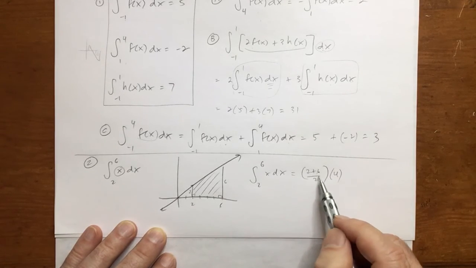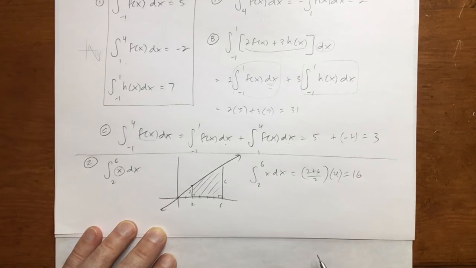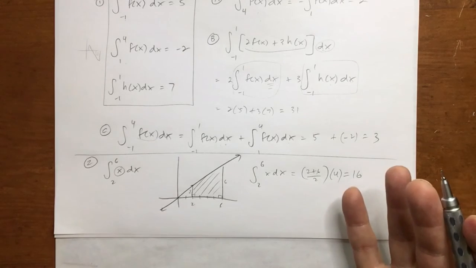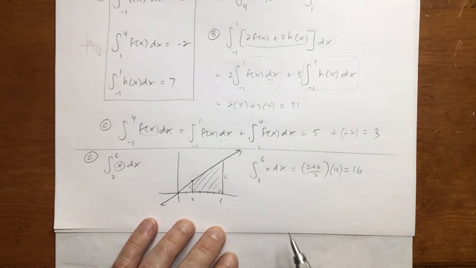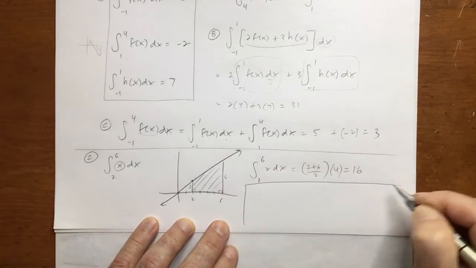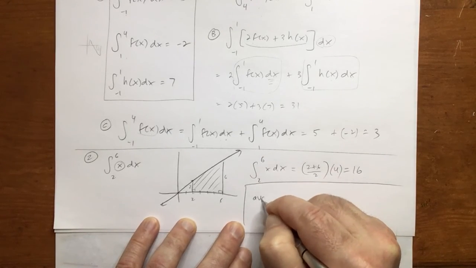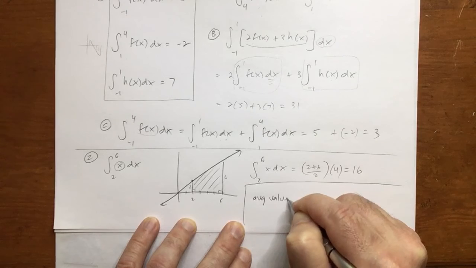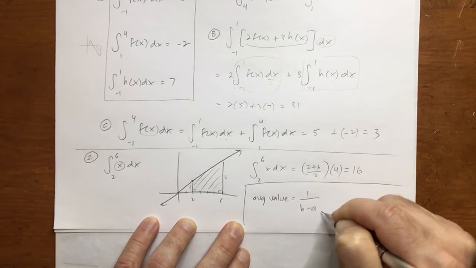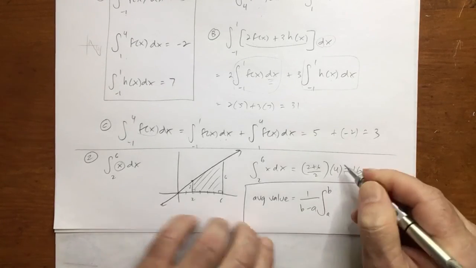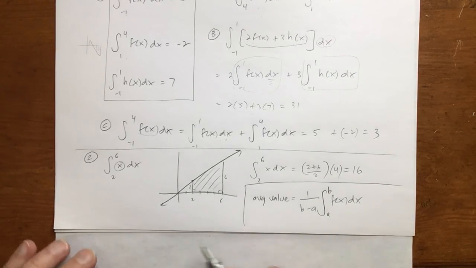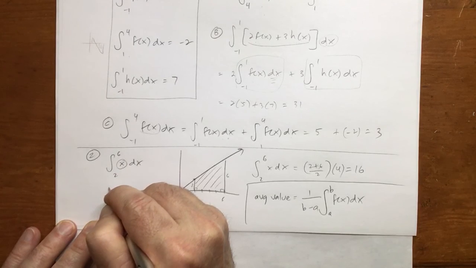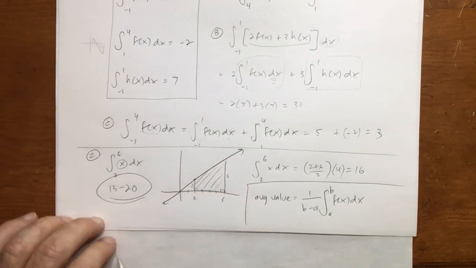And so what do I have? I have 8, 4 times 4, or 16. So whatever way you got that, that's great. I'm going to stop this video. I just want to remind you of one thing so you can do some problems. Don't forget the average value of a function is 1 over b minus a, and then the integral from a to b of f of x dx. Okay, so now you should be able to do problems 13 through 20 on the review.